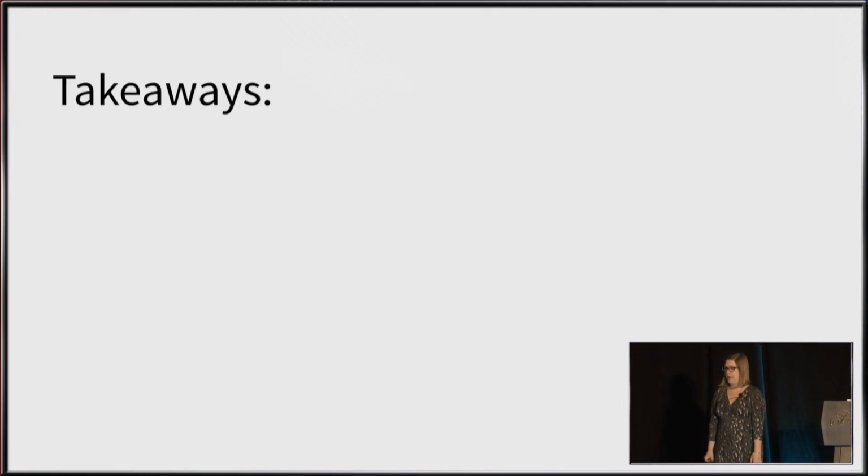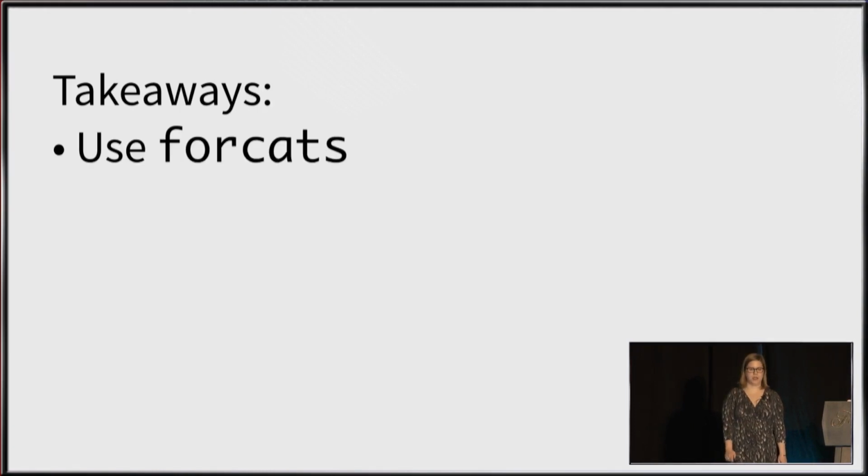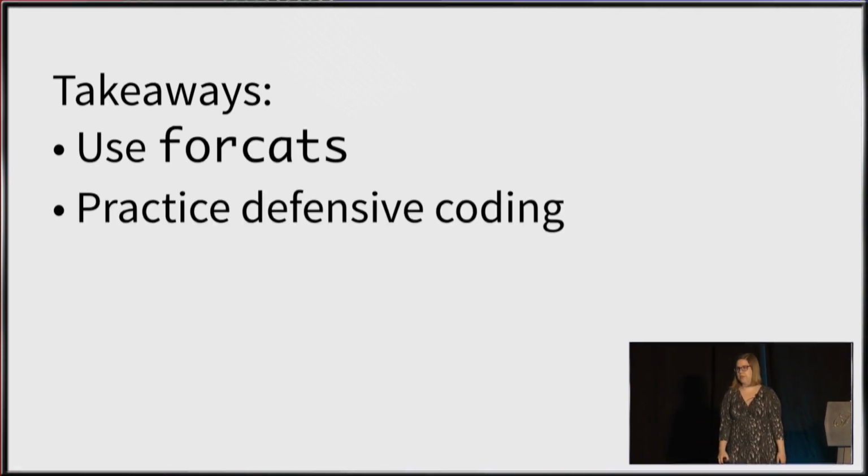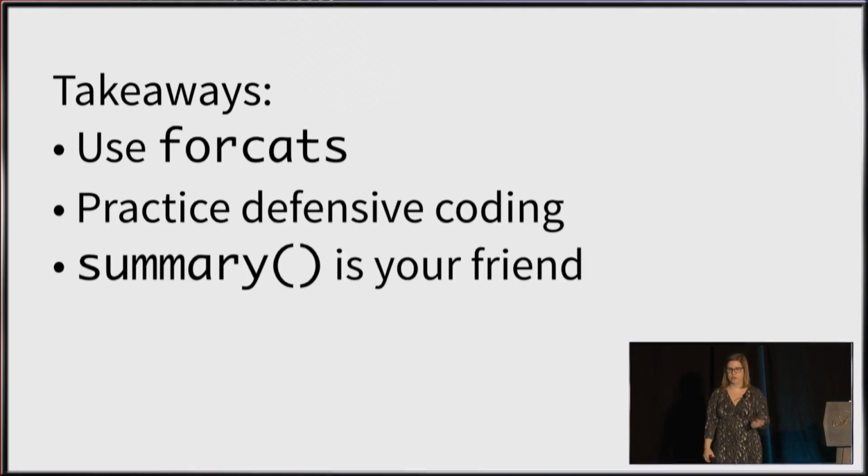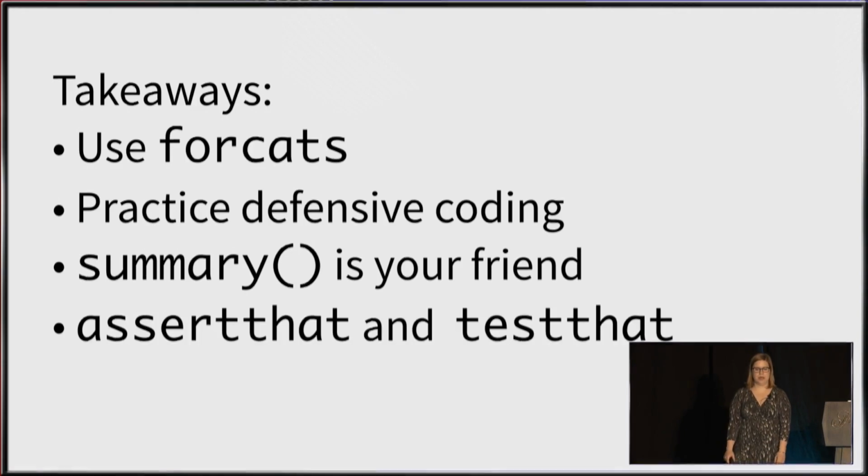And so my takeaways from this talk are essentially that you should use forcats. That's going to solve the vast majority of your problems. But like I said, with the testing and training data set, it doesn't always solve every single problem. So you really need to be practicing defensive coding. And that probably means that summary is your friend, and maybe you want to be asserting and testing things in your analysis.